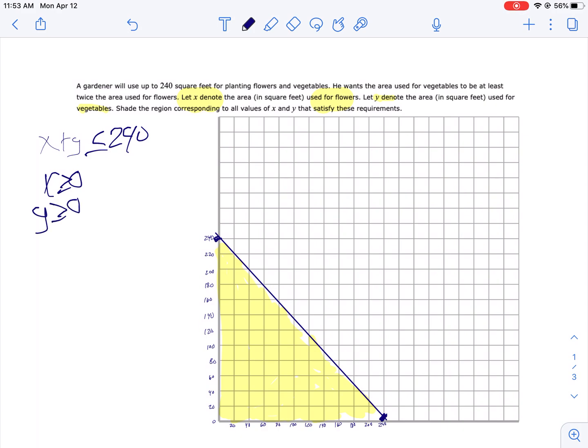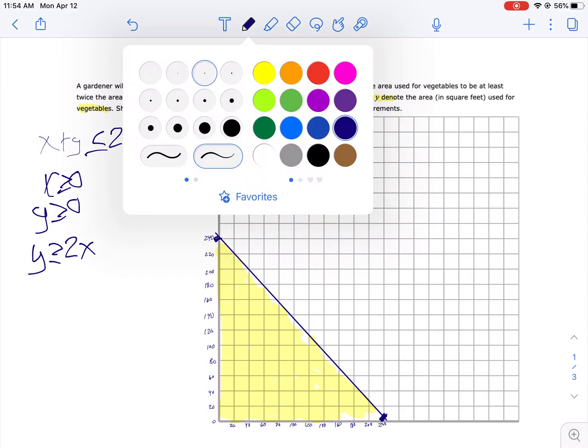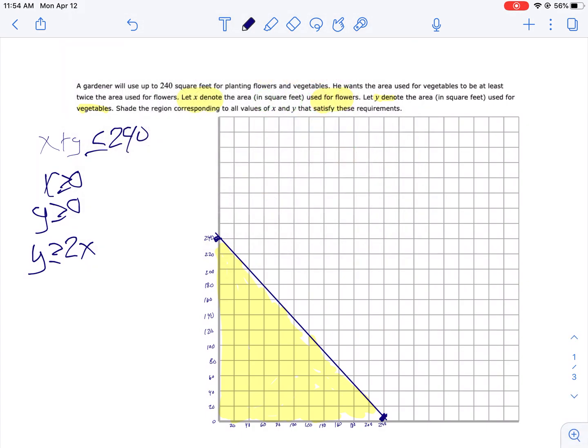Now let's do that second line. He wants the area for vegetables, which is Y, to be at least, greater than or equal to, twice the area for flowers, so 2x. Since I'm counting by 20s, 2 over 1, if I multiply by 20, would be 40 over 20. So I'm going to start at 0, 0, go up 40 and over 20. And then there's that solid line.